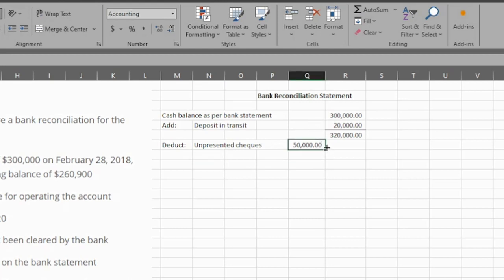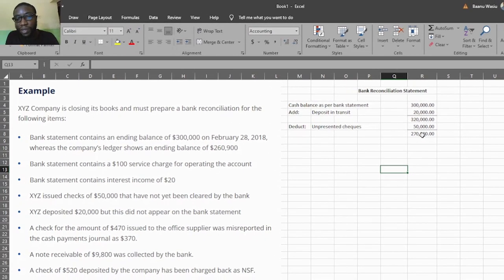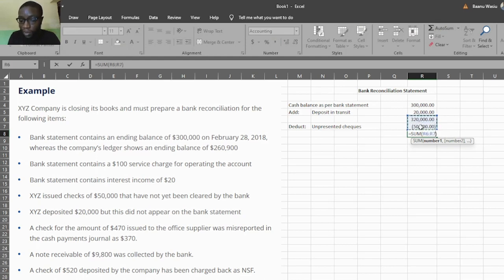So let me just move this to the side, and then this side will be okay, this minus this. So this is the actual balance, 270,000. This is what the bank is supposed to report to us. However, you can just put a negative here if you want, and sum this instead. You're still going to arrive at the same answer because we say deduct, so this should be in brackets. So this is the actual balance.